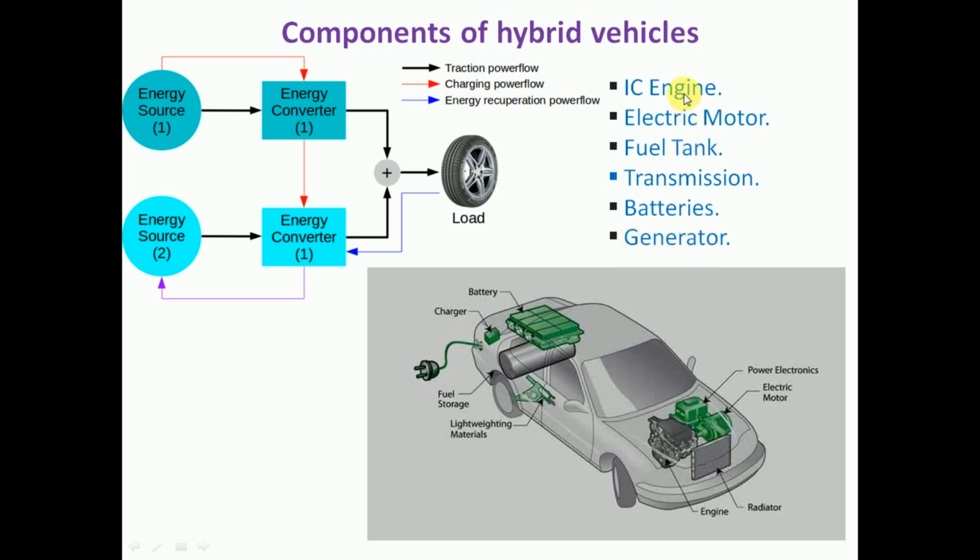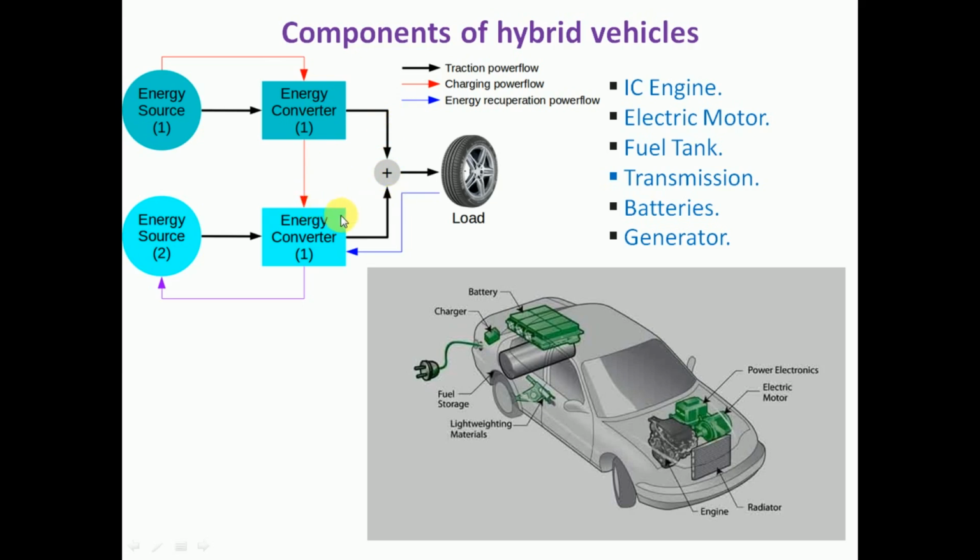These are the different components of the hybrid vehicle, and we can see here the layout diagram of the hybrid vehicle. The energy source 1 is the fuel for the internal combustion engine. The energy converter 1 will be the internal combustion engine, and from that it will supply the torque to the wheel, as well as the charging power required, power flow.